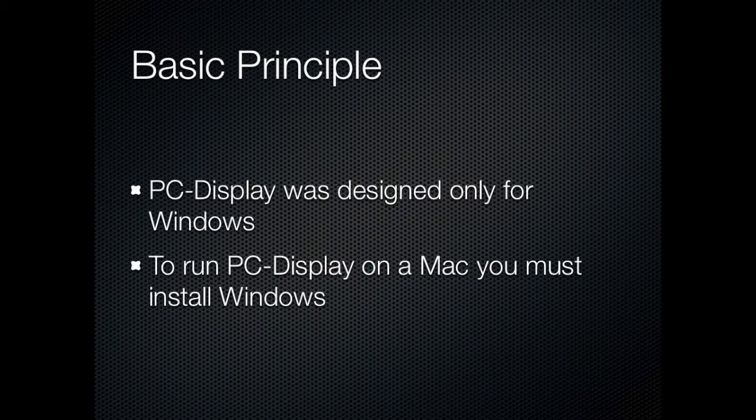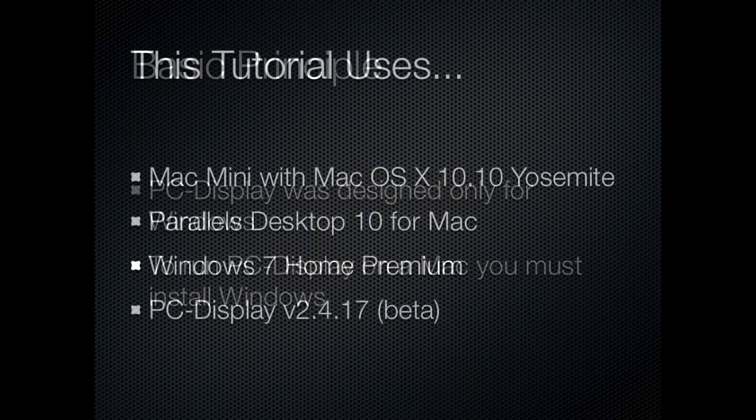Now this process is a bit involved, and the reason for this is that PC Display was designed solely for use on a Windows computer and not on a Mac. So in order to run PC Display and connect it to a VMed wireless remote, you must first install Windows. You can do that either using Boot Camp and just boot directly to Windows, or you can use a virtual machine and install Windows within Mac OS, using both simultaneously. And that's the option that we're going to explain here.